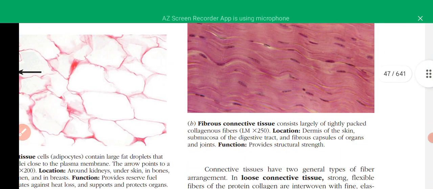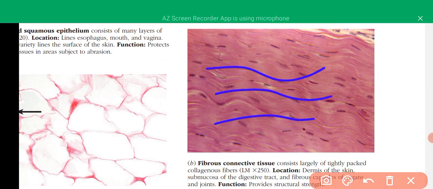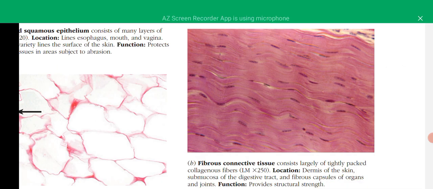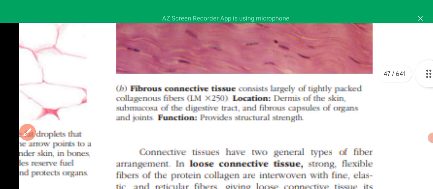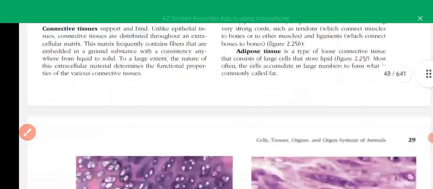Then there are the fibrous connective tissues in which you can see the collagen fibers are parallel with one another, and they are very densely packed. What is their location? The areas where they are densely packed and hard contain the fibrous connective tissue, like the dermis of the skin, submucosa of the digestive tract, and fibrous capsule of organs. What is their function? Actually, strength and structure.